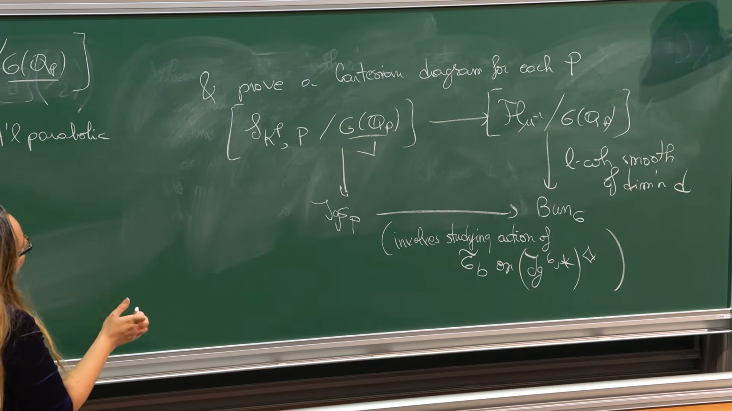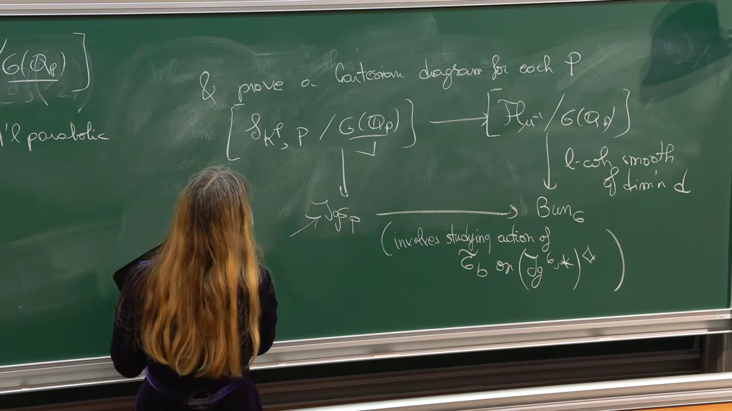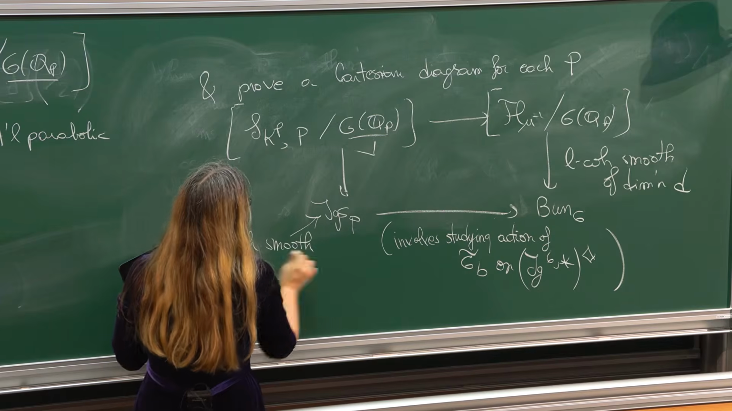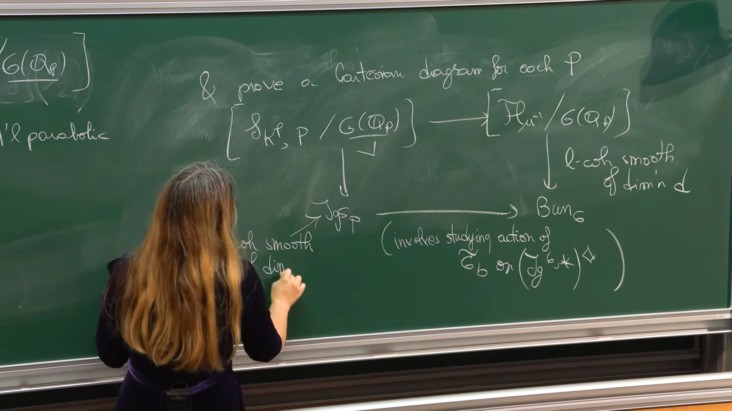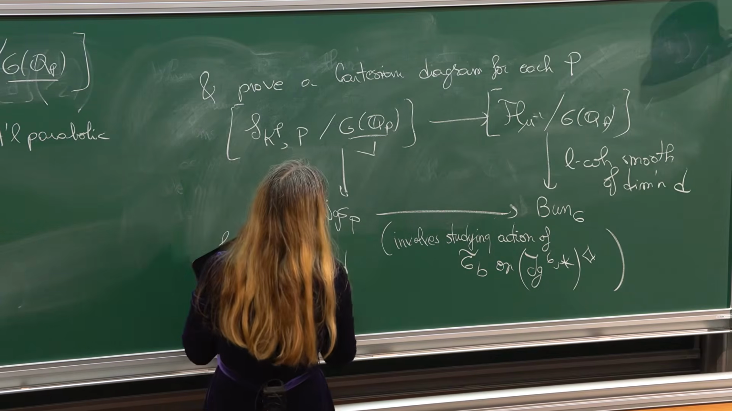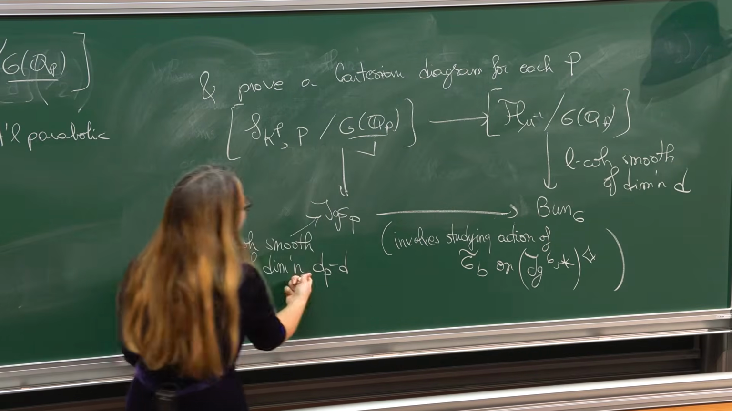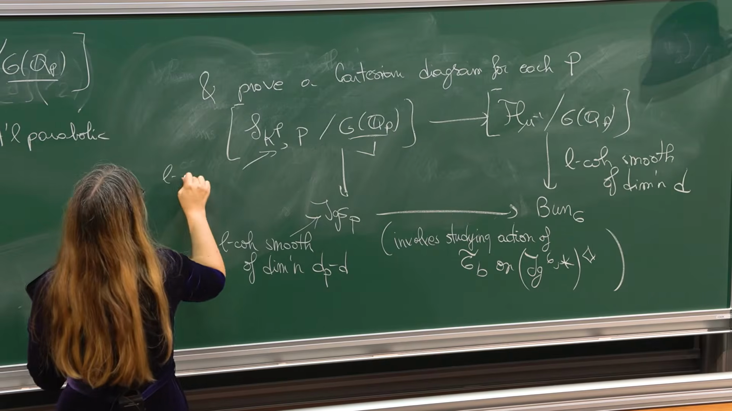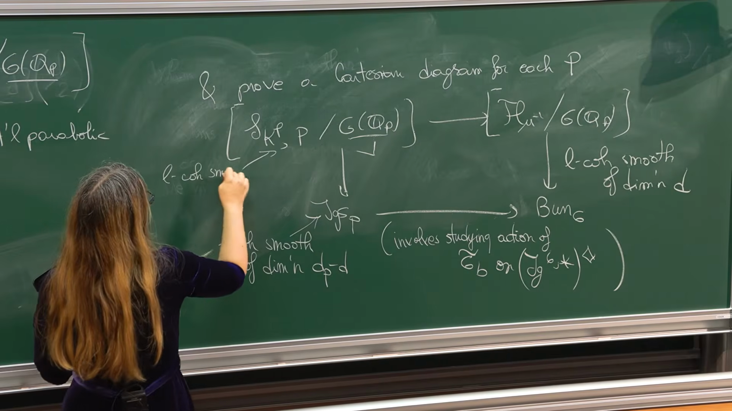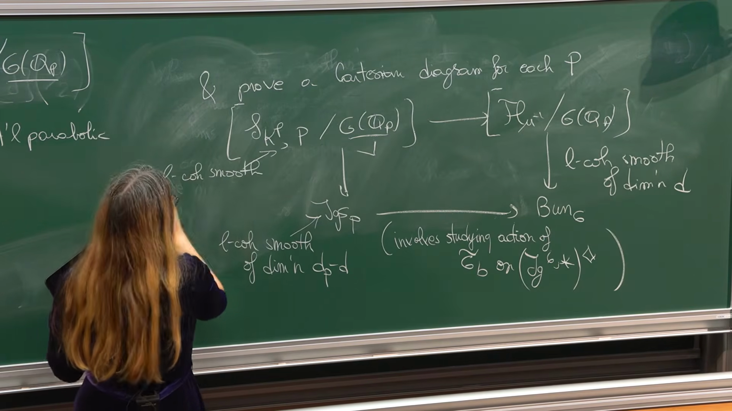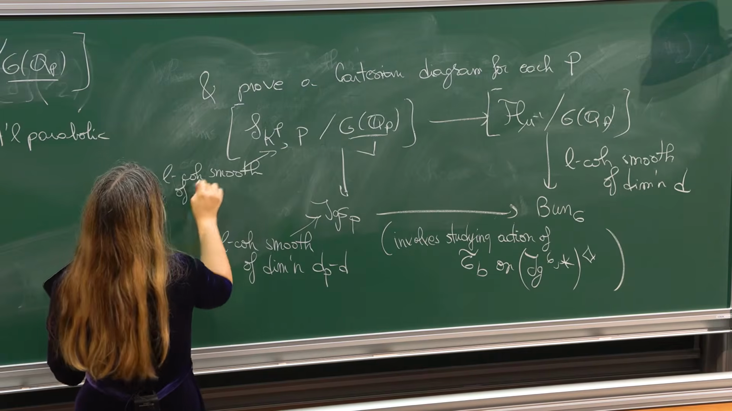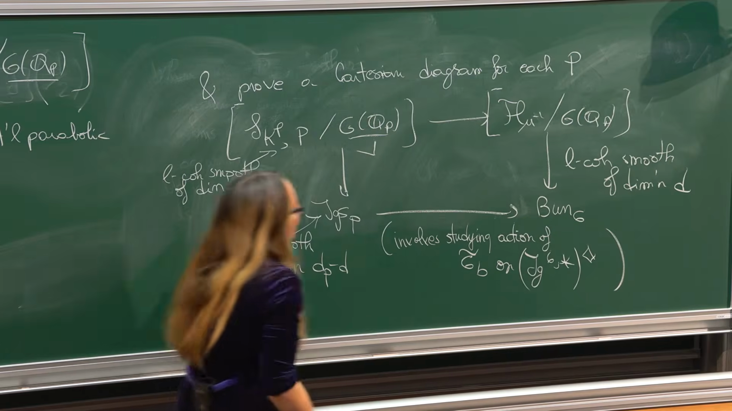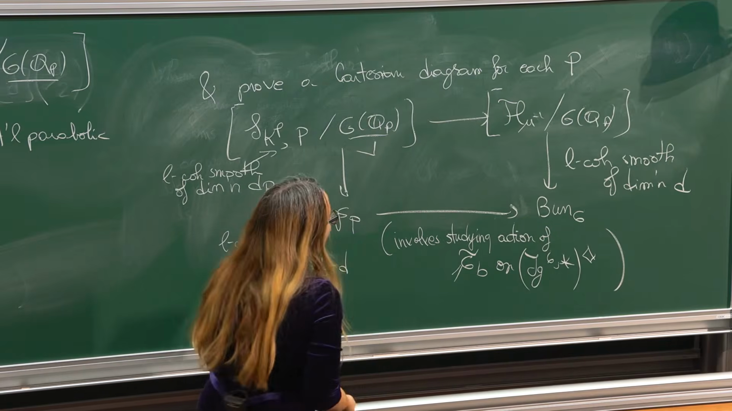Okay. And so then these strata are L-cohomologically smooth of dimension D minus D_P, whatever it is, some dimension, where this is L-cohomologically smooth of that dimension. Dimension D_P. So this is, well, you can view it in two ways, right?